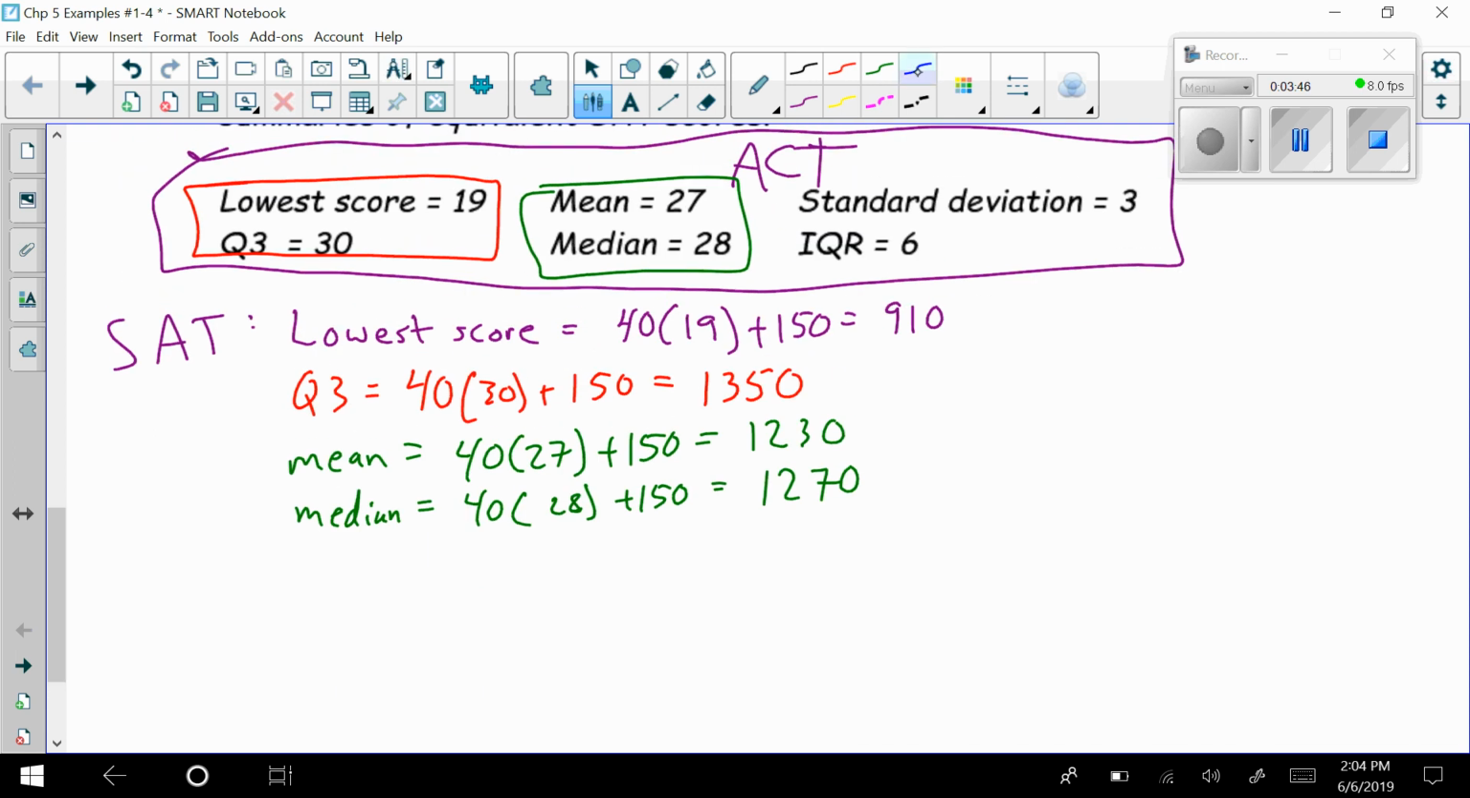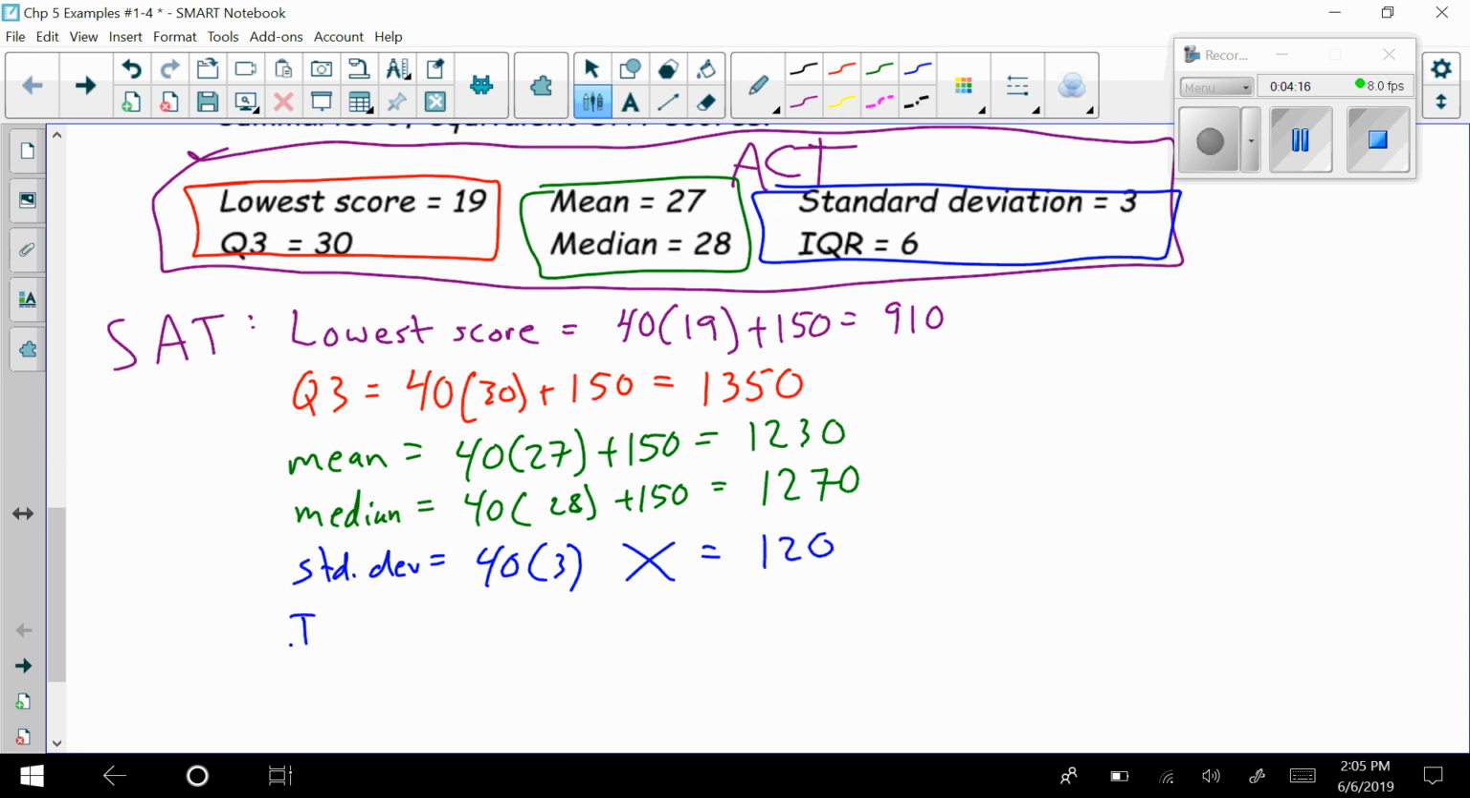Now the last two are measures of dispersion. Right? These are measures of dispersion. Because they're measures of dispersion, we don't have to worry about the plus and minus. Okay? Standard deviation, we're going to have to take 40 times 3, but we don't need this 150. We don't need to add the 150, so we do just get this 120. IQR is the same thing. It's a measure of dispersion. So I take 40 times the 6, but I do not add the 150 in. And I get this 240.